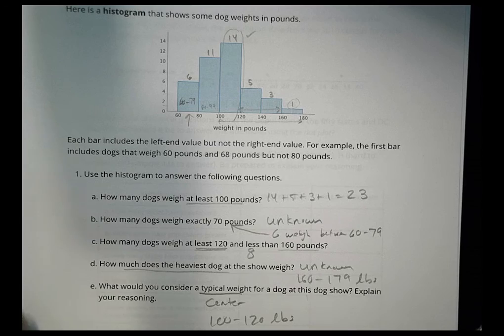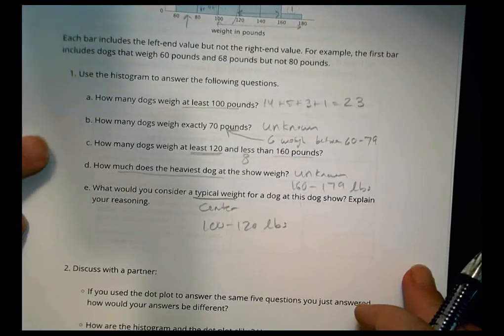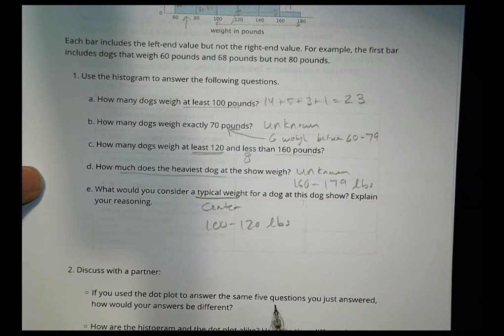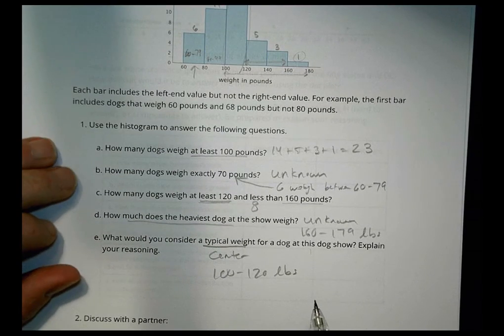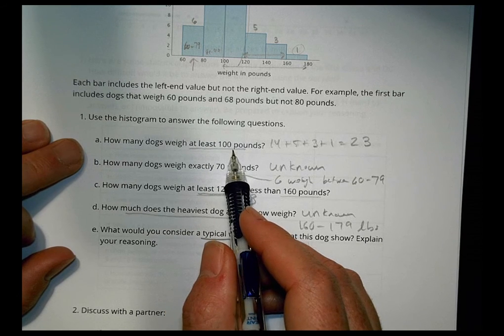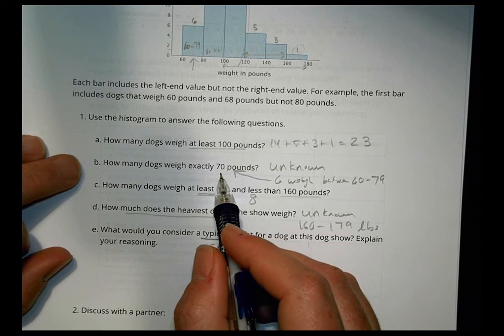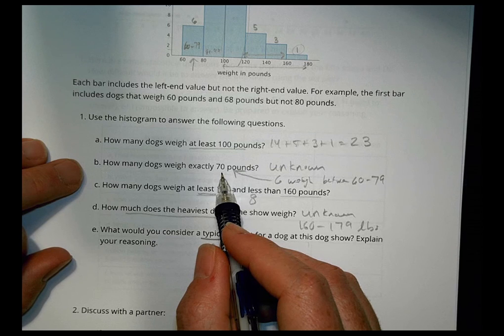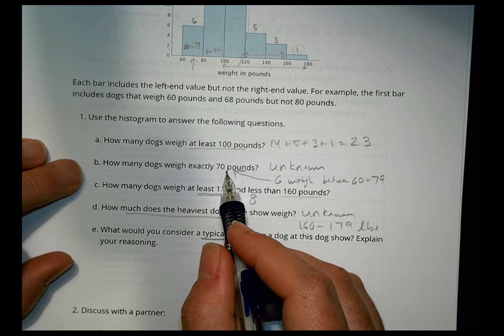Now I want you to discuss with a partner real quick, which we did a little bit. If you use a dot plot to answer the same 5 questions, would your answers be different? With a dot plot, can you see how many dogs weigh at least 100 pounds? You could probably do that. Can you say how many weighed exactly 70? You could do that with a dot plot.